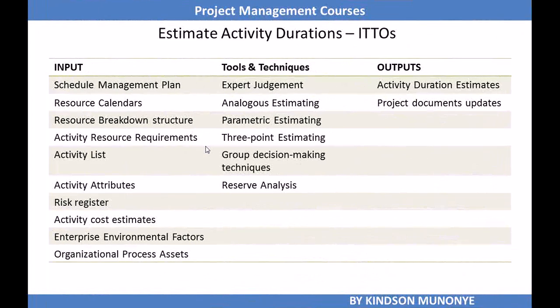Alright, let's now take a look at the ITTOs, that is input, tools and techniques and output of Estimate Activity Duration. For the input, we have the schedule management plan, we have the resource calendar, the resource breakdown structure, the activity resource requirement and output from Estimate Activity Resources. And we have these two items, activity list and activity attributes from the Define Activities process, and we have the risk register, activity cost estimate, enterprise environmental factors, and organizational process assets. We'll spend some time looking at these inputs to understand how they apply to Estimate Activity Duration.